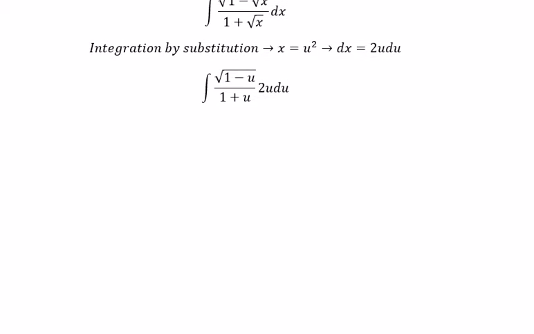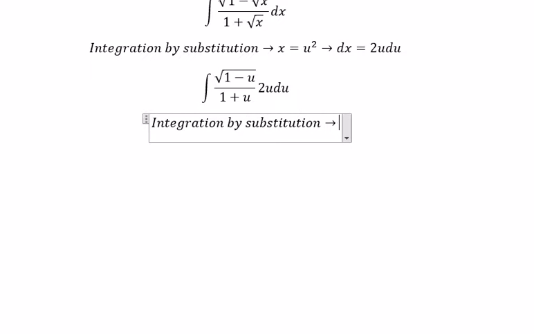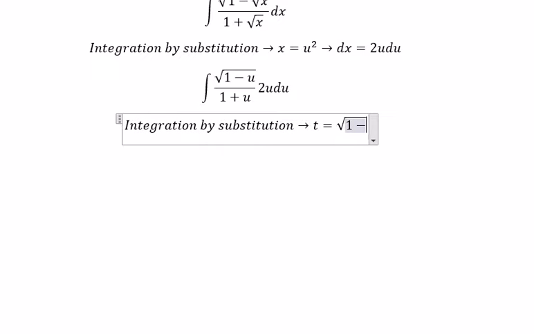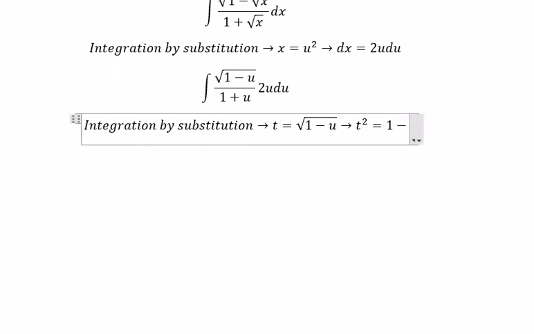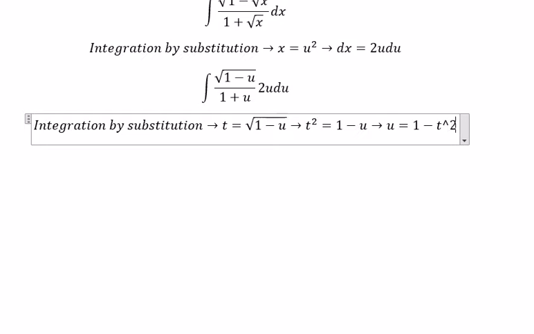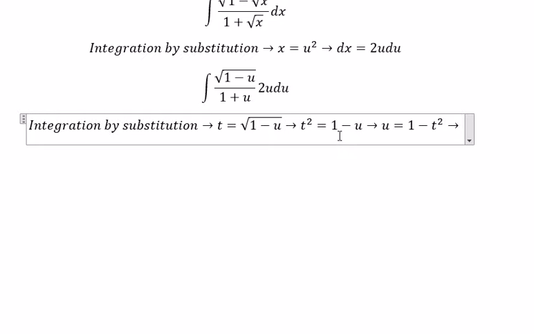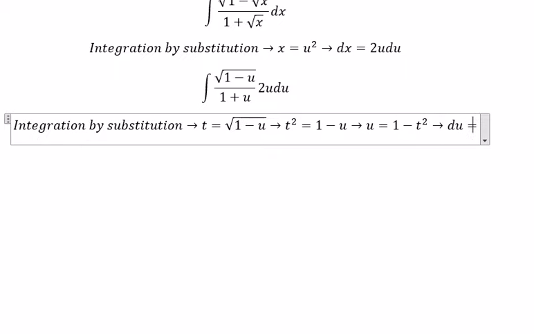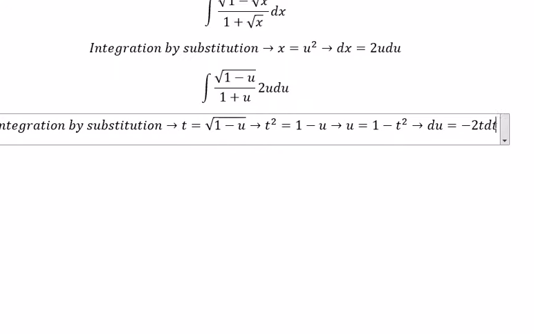Next, we need to use integration by substitution. So we put t equal to the square root of 1 minus u, t square equal to 1 minus u. We need to find the value of u in here. So you got u equal to 1 minus t square. And we have du, so we do first the derivative of this one. So you got du equal to negative 2t dt.